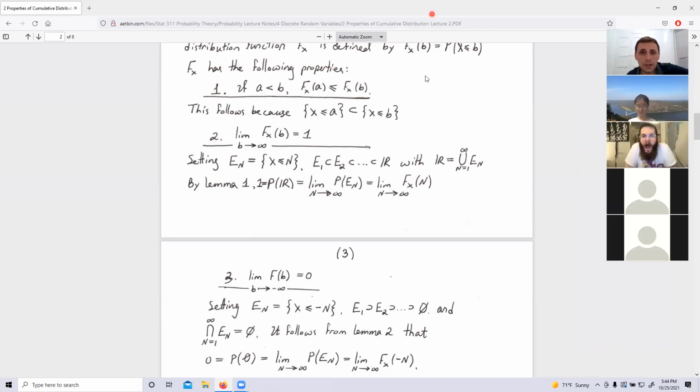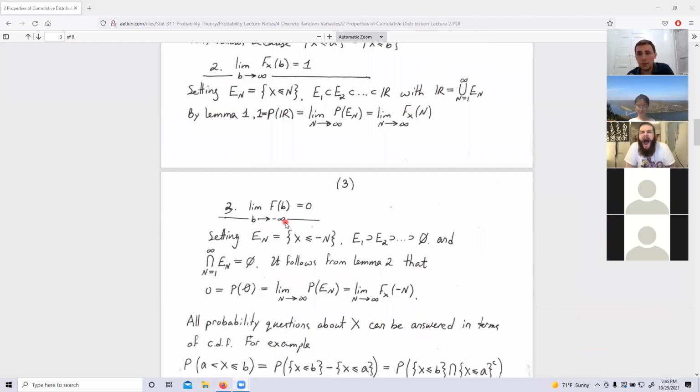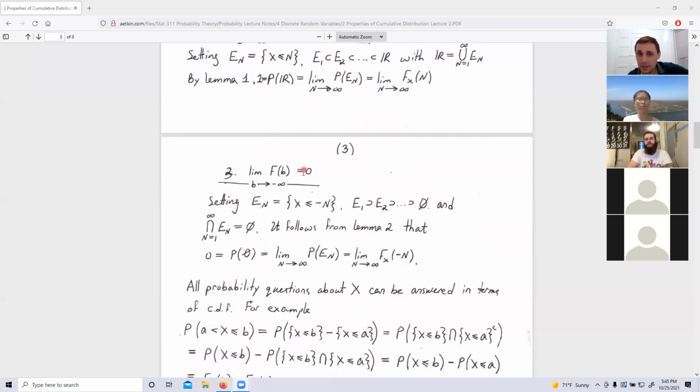Similarly, if I go in the other direction, I think of it the same way exactly. I hope to be over with this as fast as possible. As B goes to minus infinity, the limit will be 0.